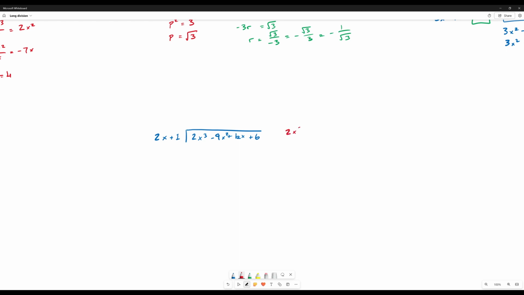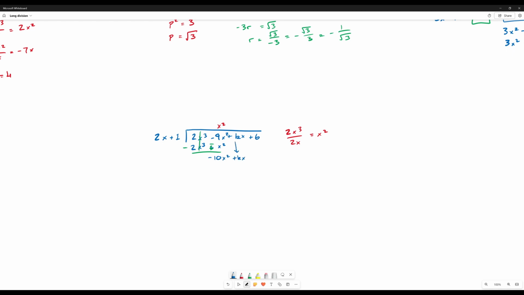2x cubed divided by 2x is x squared. You put that on the top. x squared. Anything you put on the top, you multiply down by the 2 lads on the left. You get 2x cubed plus 2x squared, draw a line, change the sign, minus, cancel. That's going to be minus 10x squared. You bring this guy down to plus kx.